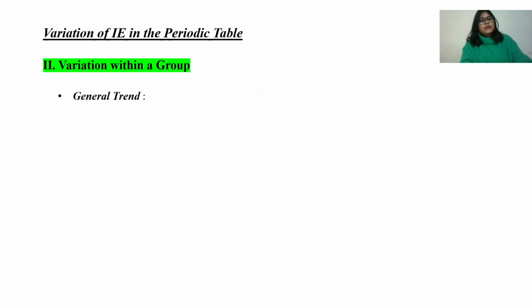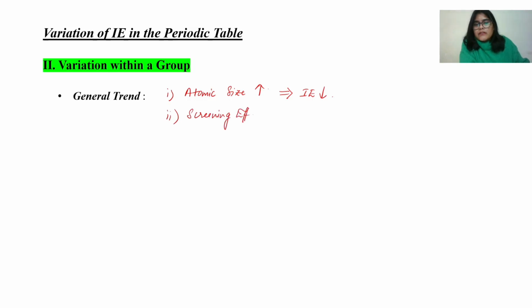So the first thing that we will discuss is the general trend, how it will vary as we move down the group. As we move down the group, the atomic size increases. Atomic size increases means ionization enthalpy decreases. Then as we move down the group, the screening effect will also increase. That implies ionization enthalpy would decrease.